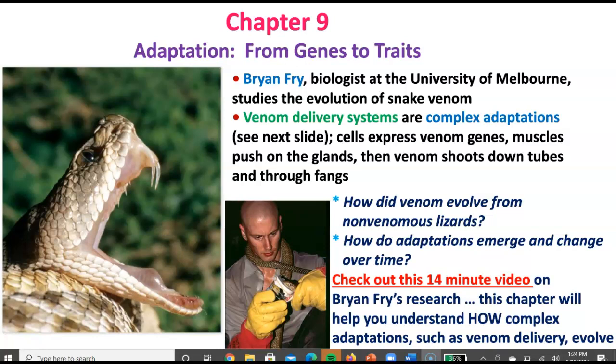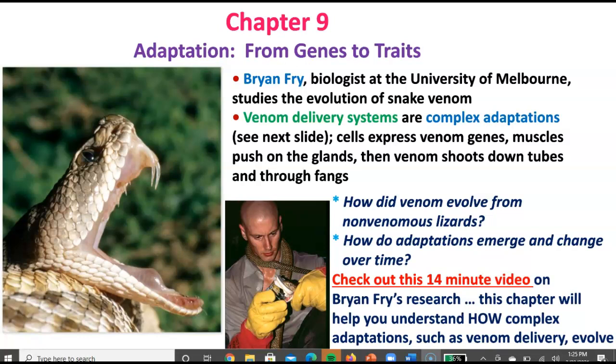But when you look at the whole venom delivery system, we've got cells that are expressing venom genes to produce the venom. We've got muscles that are operating to push on the glands to push the venom out. We've got tubes that the venom is delivered through, and those tubes, in the case of a rattlesnake or any snake, run through the fangs. So there's numerous components to, in this case, the venom delivery system.